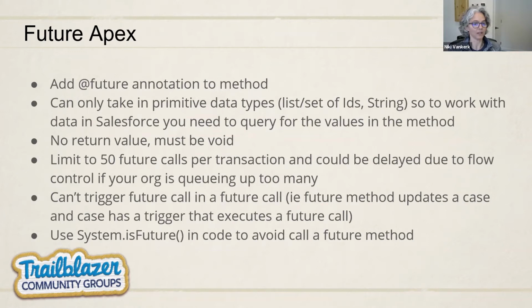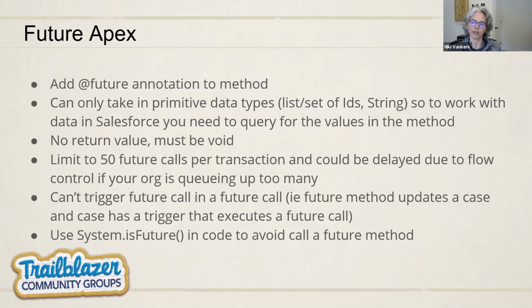You also can't guarantee when these are going to be processed, or even the order in which they're processed. It truly is just put into the queue. There is actually a way that you can look at that order of queueables, but that's not for today's discussion. So you can't really rely on the order. I talked about that you can't trigger a future in a future. If you're in future context, then you can't trigger it.